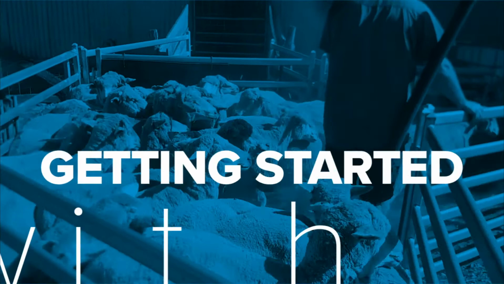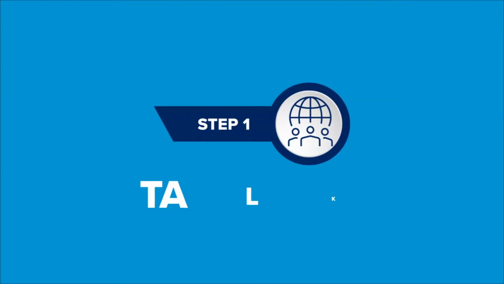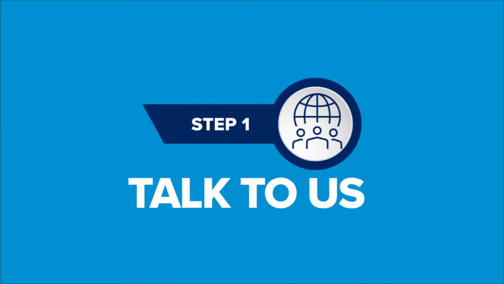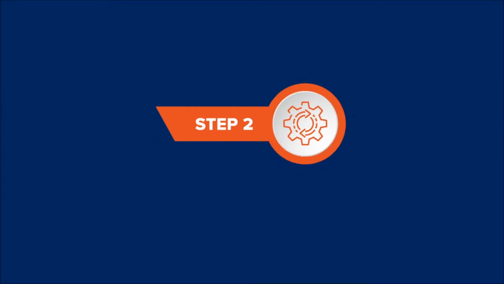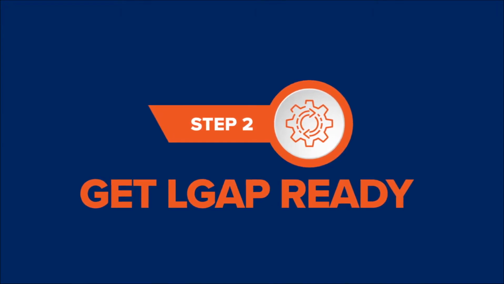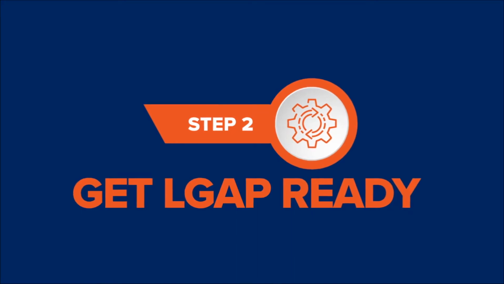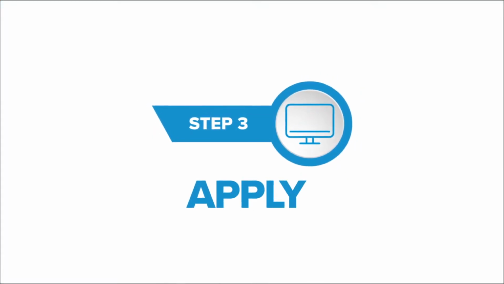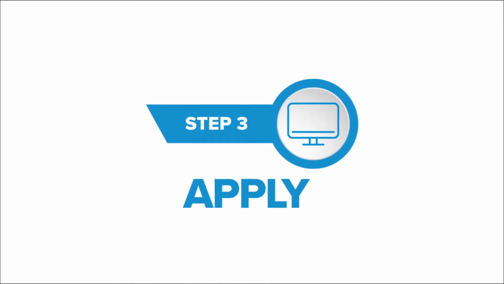There are 6 key steps to achieving LGAP certification. Step 1. Meet with AniMark or Livestock Export Program staff to find out more about LGAP. Step 2. Review your operation to see if you are LGAP ready. Templates and manuals are available from AniMark to help you get started. Step 3. Complete the online application form and self-assessment questionnaire and pay the application fee.